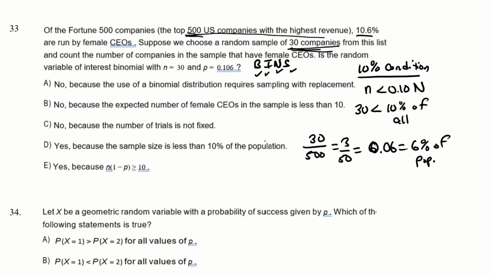So that is definitely less than 10%. Okay, so we're good. We can say that the sample size is less than 10% of the population, and therefore we can approximate it with a binomial. All right, so that takes care of number 33.